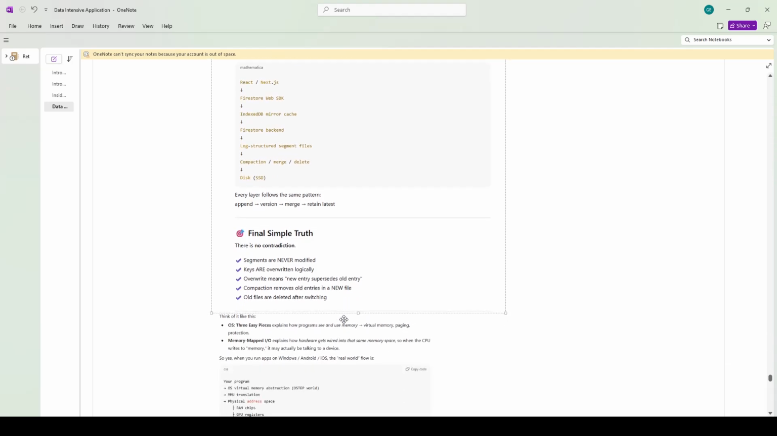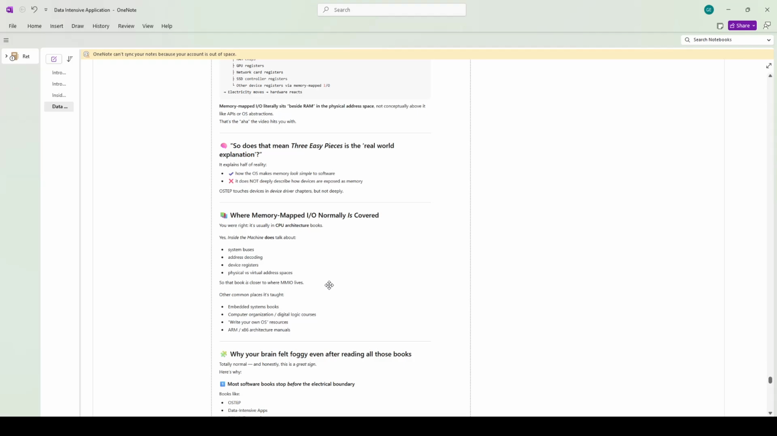Final simple truth: there is no contradiction. Segments are never modified. Keys are overwritten logically. Overwrite means a new entry supersedes an old entry. Compaction removes old entries in a new file. Old files are deleted after switching.